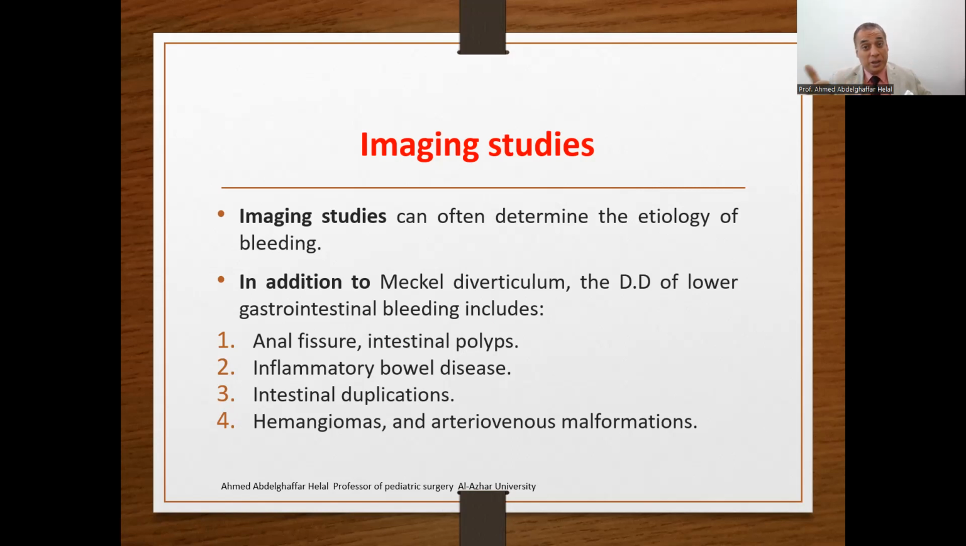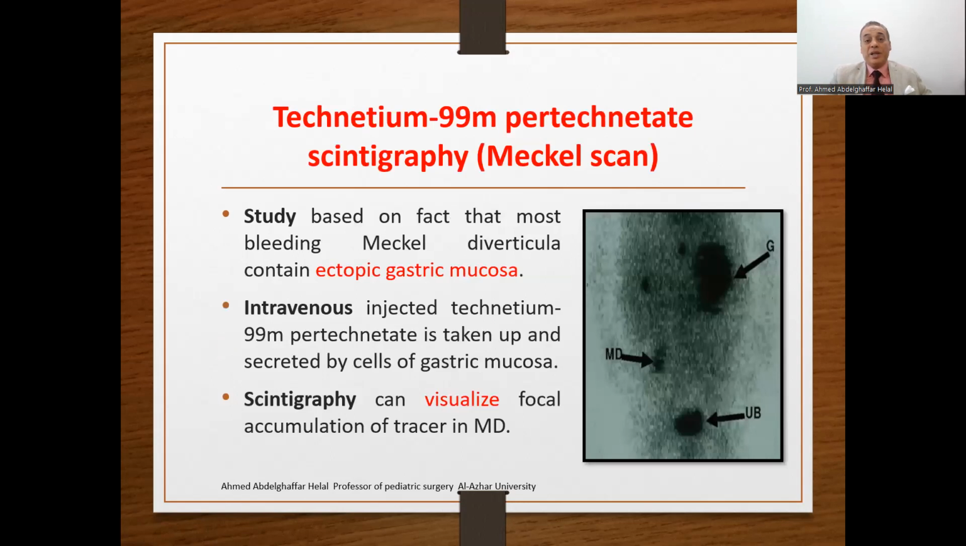So Meckel may sometimes be difficult to diagnose. By the criteria of the bleeding, massive, painless bleeding in a young child, or it may be occult, present with features of chronic anemia. The important test is technetium 99 pertechnetate scintigraphy, or the Meckel scan. The idea for this test is that when we inject technetium intravenously, it will be taken up and secreted by the gastric mucosa, by the normal gastric mucosa and by the ectopic gastric mucosa, as we see in this image. This is the Meckel.